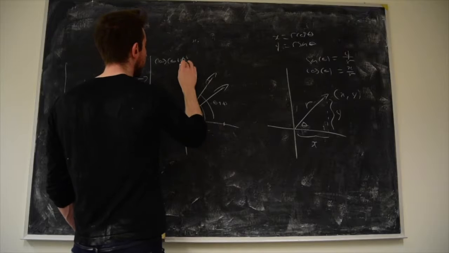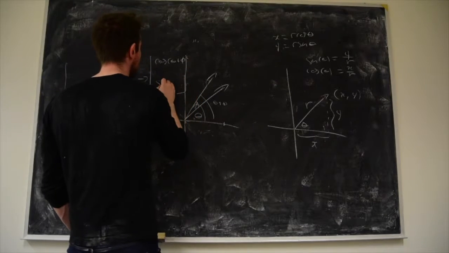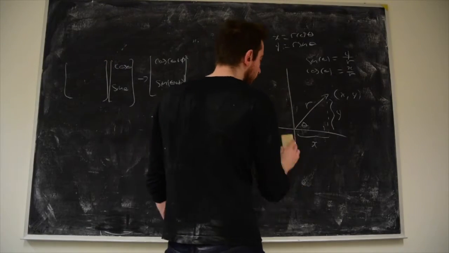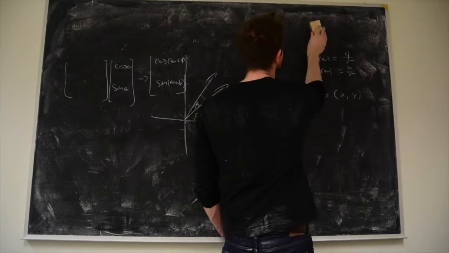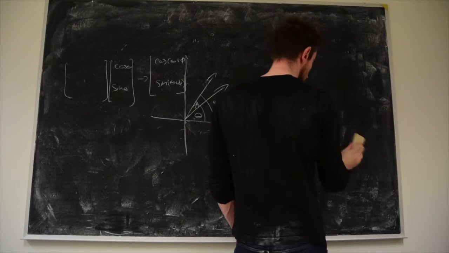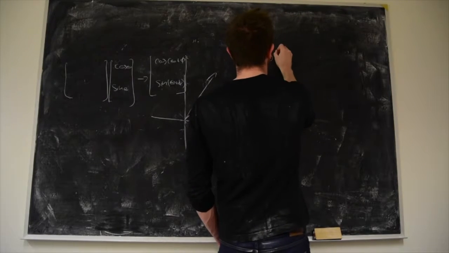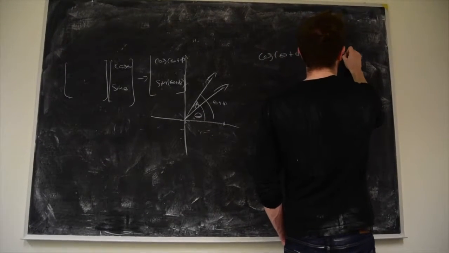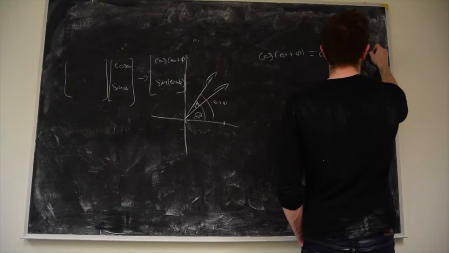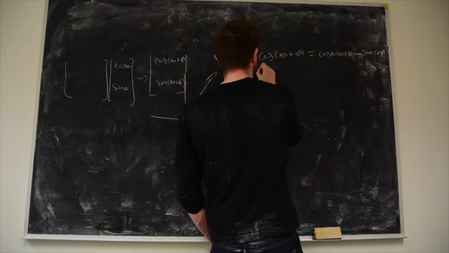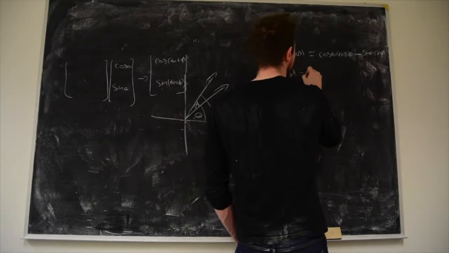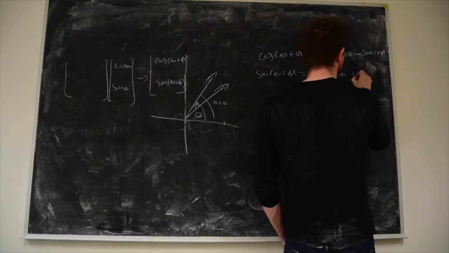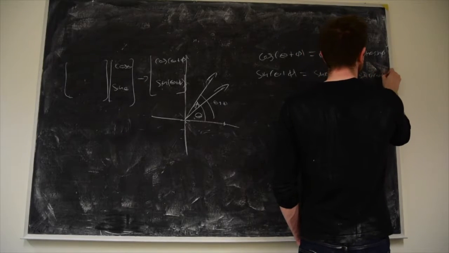We want it to make this big angle, which is theta plus phi, afterwards: (cosine of theta plus phi, sine of theta plus phi). And this is where we need to remember our addition formulas for sine and cosine from high school, which is that cosine of theta plus phi is cosine theta cos phi minus sine theta sine phi, and sine of theta plus phi is equal to sine theta cos phi plus sine phi cos theta.